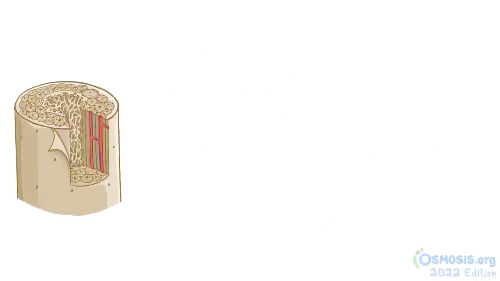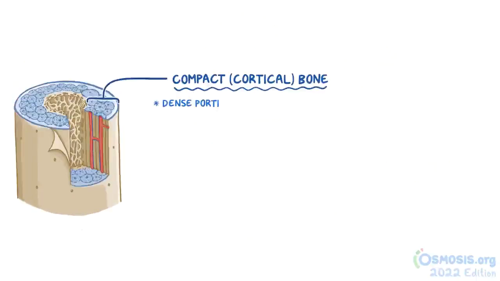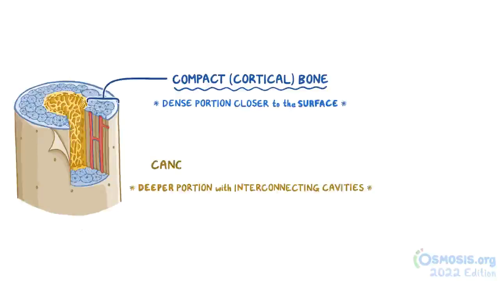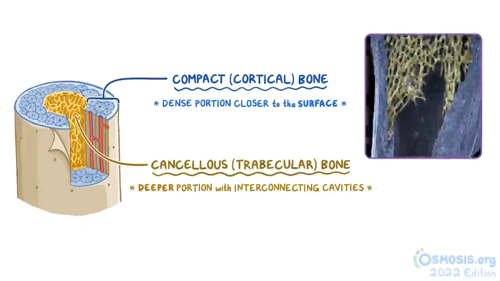Morphologically, there are two main types of bones. The compact, or cortical bone, is the dense portion that's found closer to the surface of bones. The deeper portion of bones have interconnecting cavities and are called the cancellous or trabecular bone. In this electron microscopy, or EM, image of the tibia, the compact bone is blue, and the more central trabecular bone is yellow.